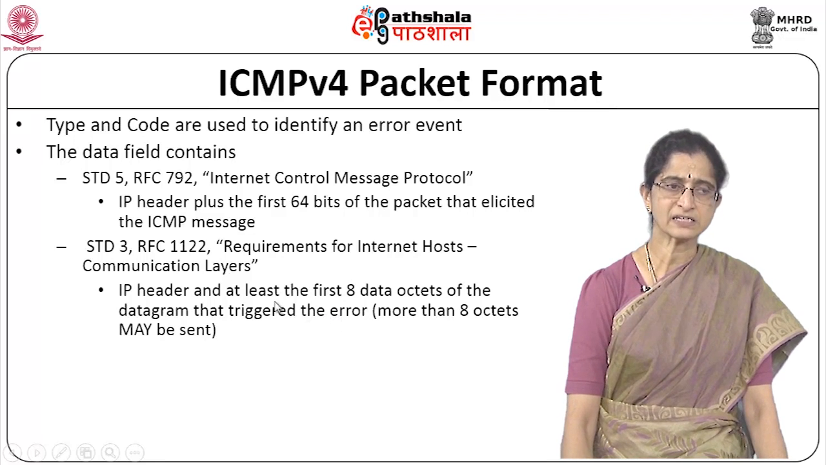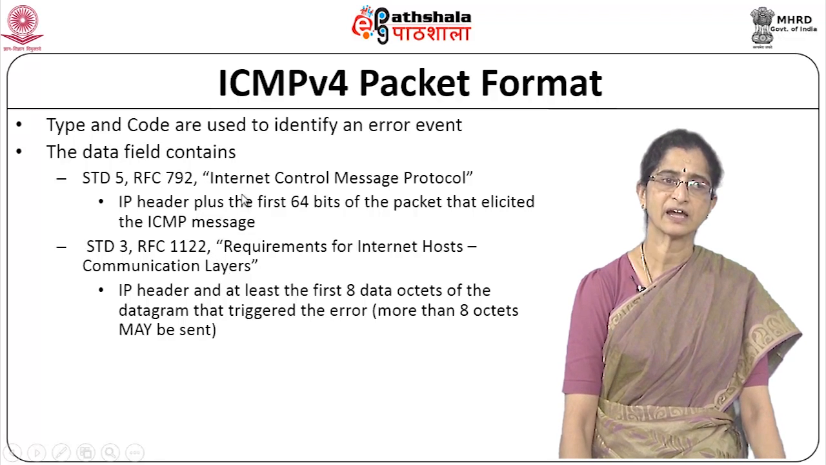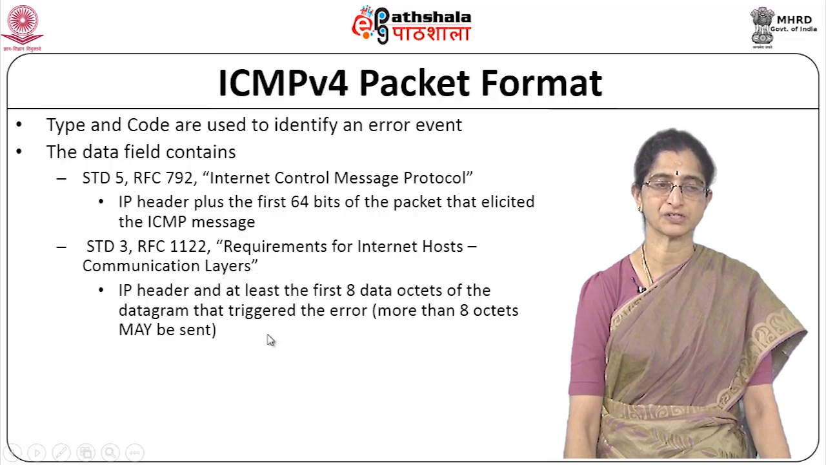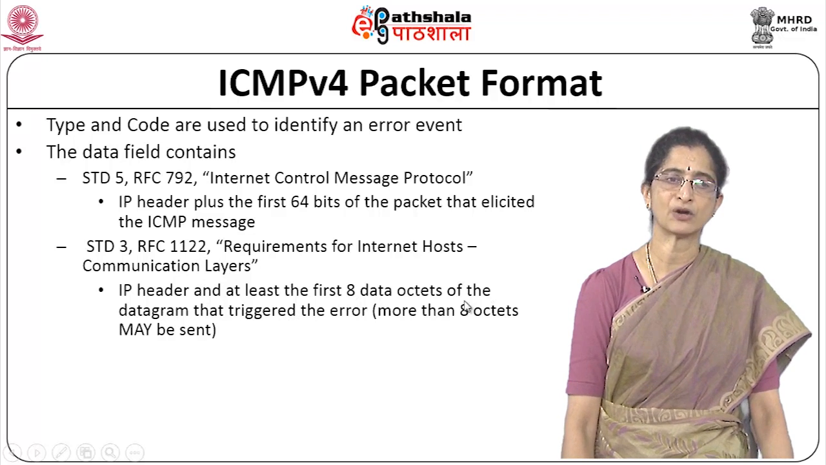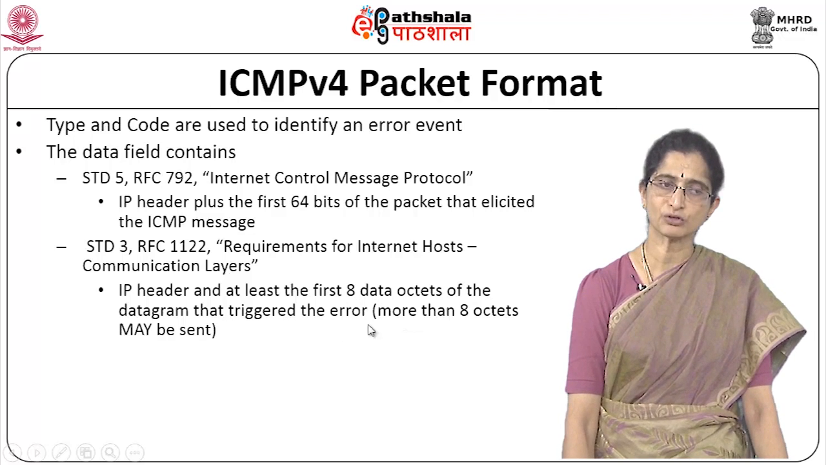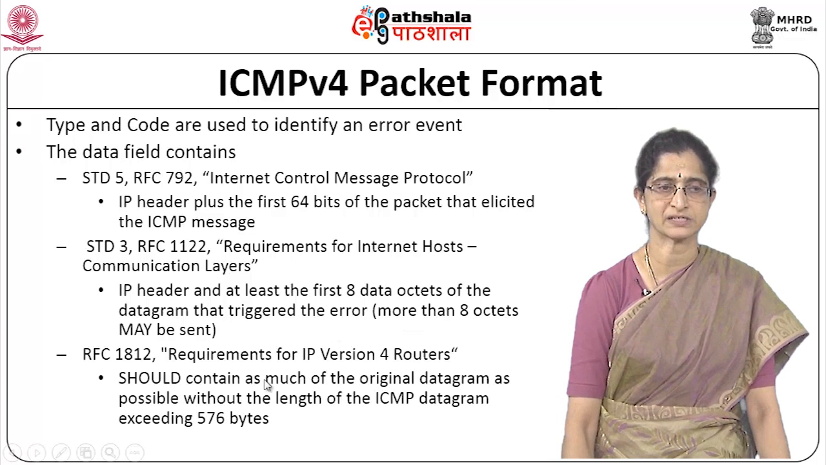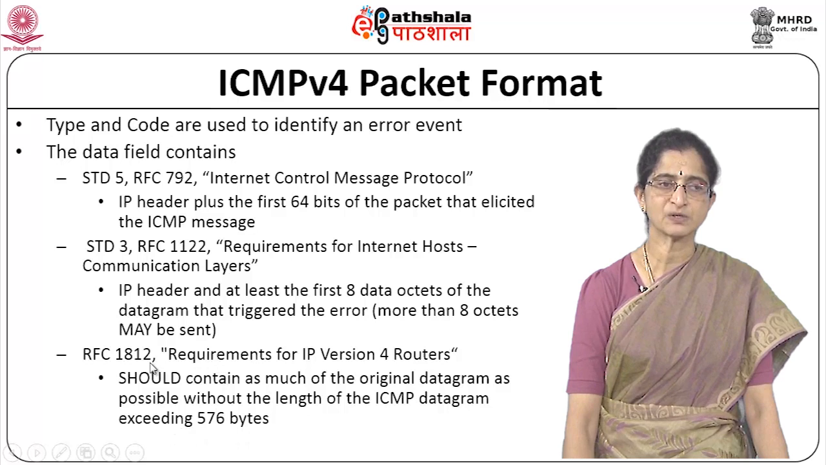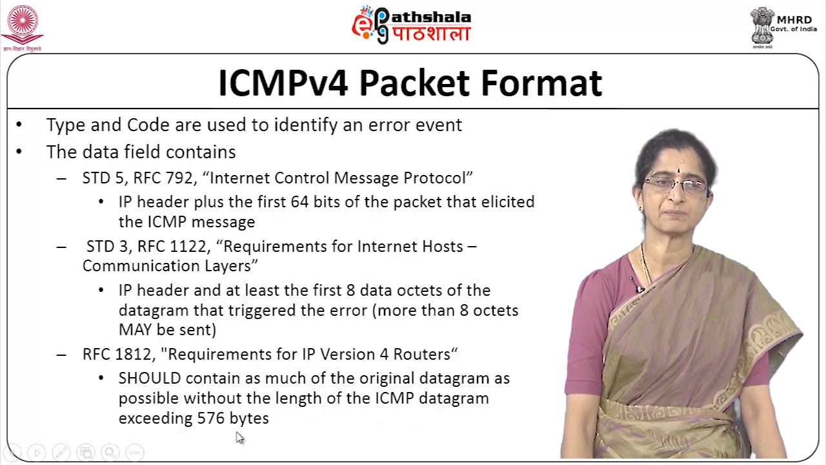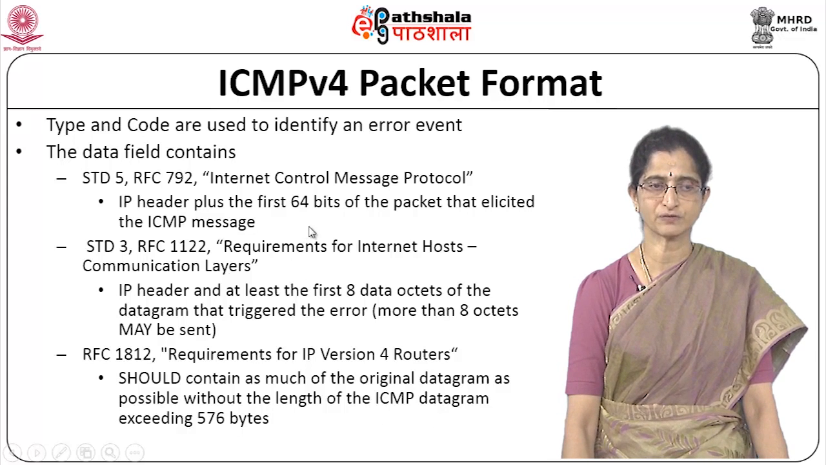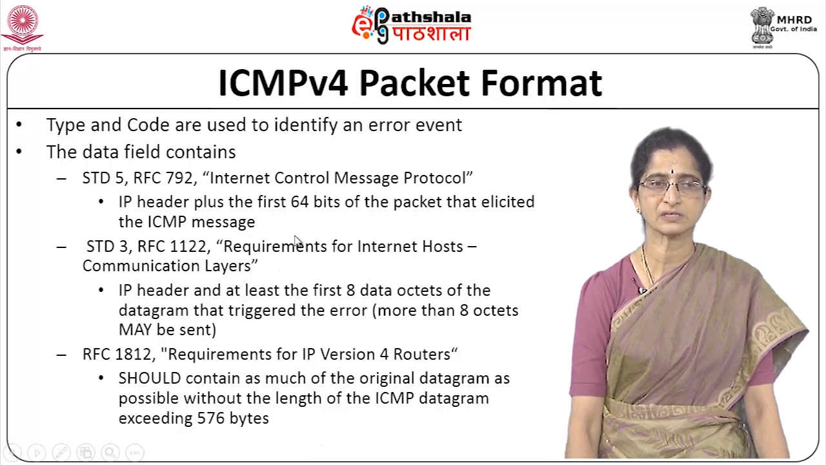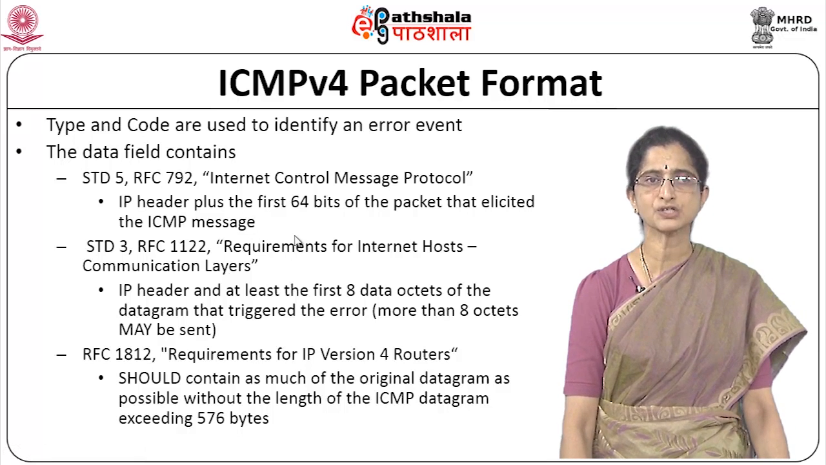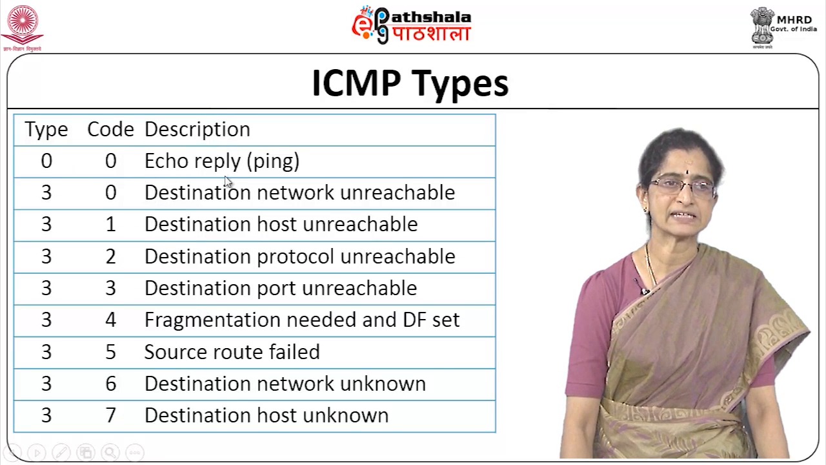These are things that have developed through various RFCs, and the standards have evolved to provide more and more information. RFC 1122, for instance, specifies that the IP header and at least the first 8 data octets of the datagram that triggered the error should be sent. Of course, more than 8 octets may be sent. And in RFC 1812, there is a requirement that the information should contain as much of the original datagram as possible without the length of the ICMP datagram exceeding 576 bytes. So as you can see, starting off from 64 bits, which is about 8 bytes, we say more than 8 bytes, and up to 576 bytes of information can be sent as part of this data field. The data field normally is taken from the IP packet which is causing the error.